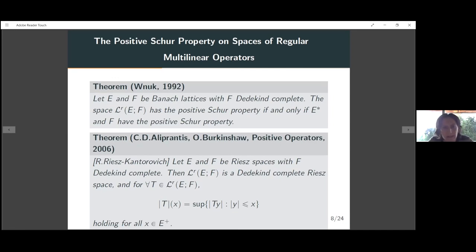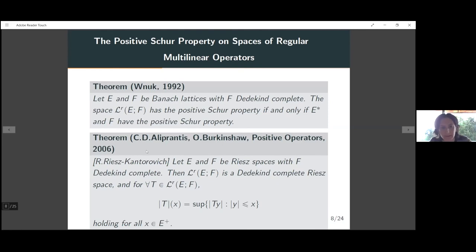So we will also need these two theorems. Of course, the 1992 theorem of Wnuk, telling that if E and F are Banach lattices and F is Dedekind complete, then the regular linear operator space has the positive Schur property if and only if the dual of the domain space and the target space have the positive Schur property.